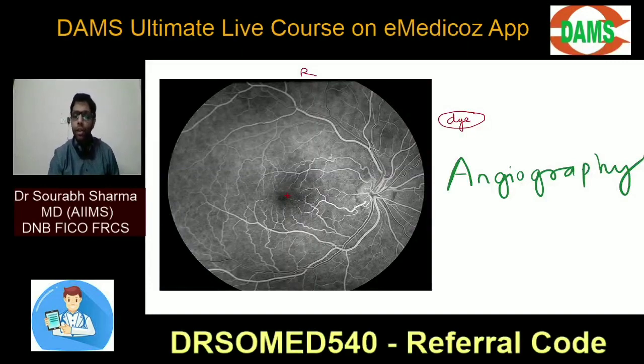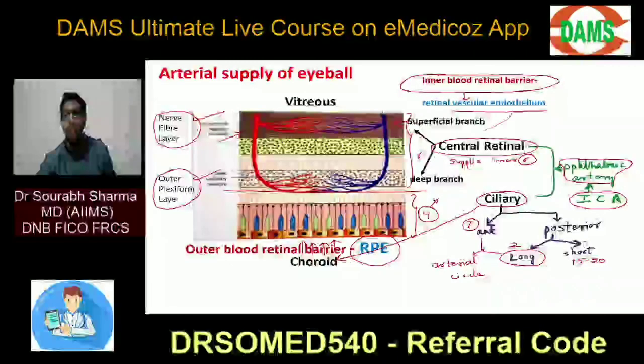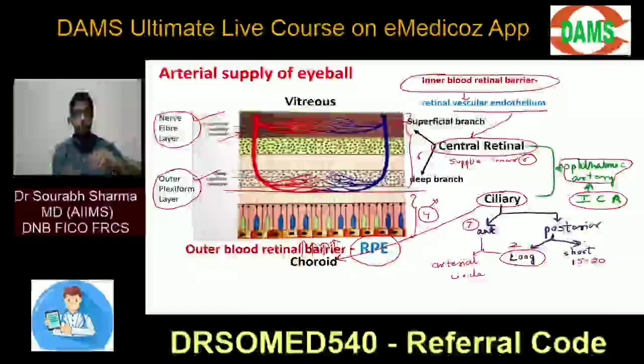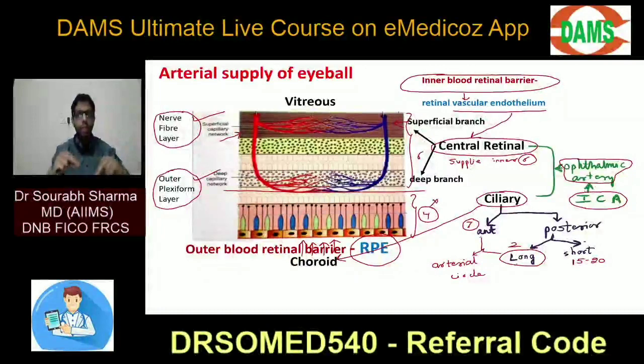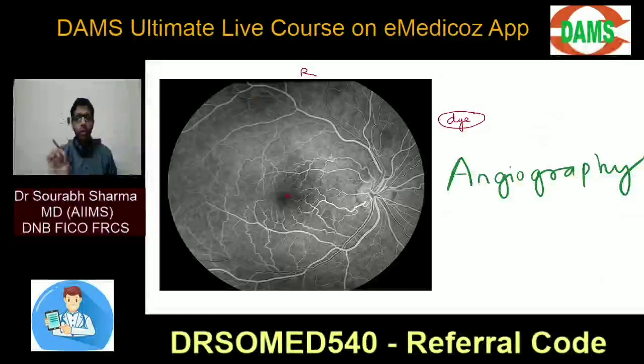Before that, the inner barrier. The inner barrier is made up of the blood vessel endothelium. The endothelium is very strong and does not allow the blood to go from the vessels into the retina. The inner barrier is applicable for the inner six layers, the central retinal artery vessels, which are intraretinal, while the outer barrier is applicable for the choroidal circulation and does not allow the choroidal blood to go into the retina. Simple.